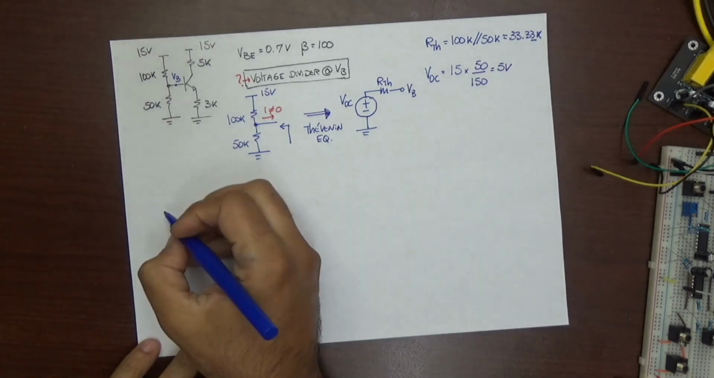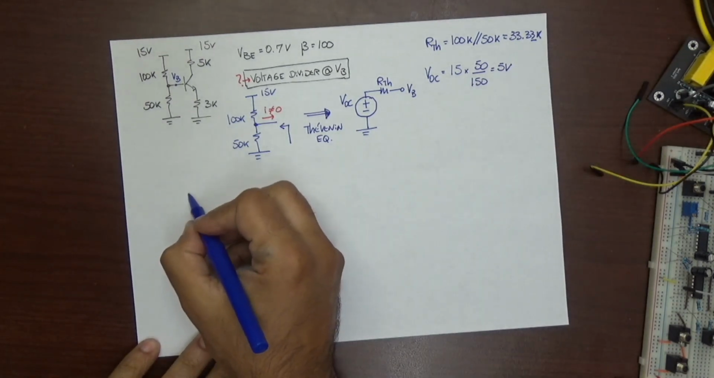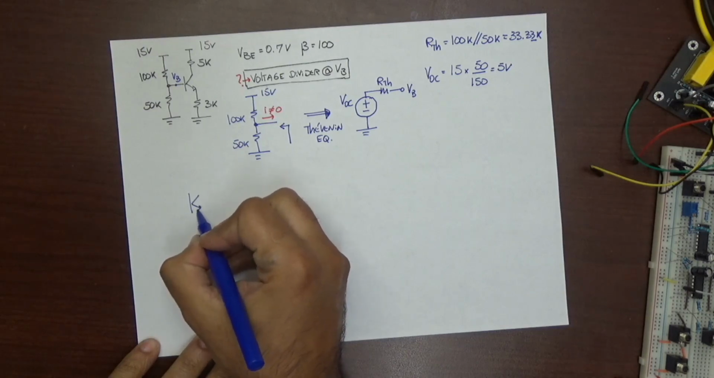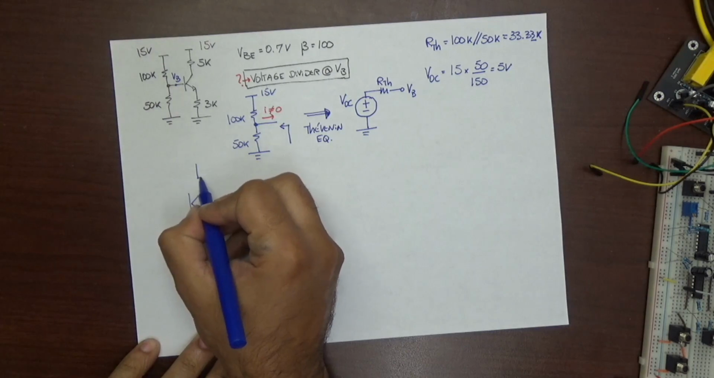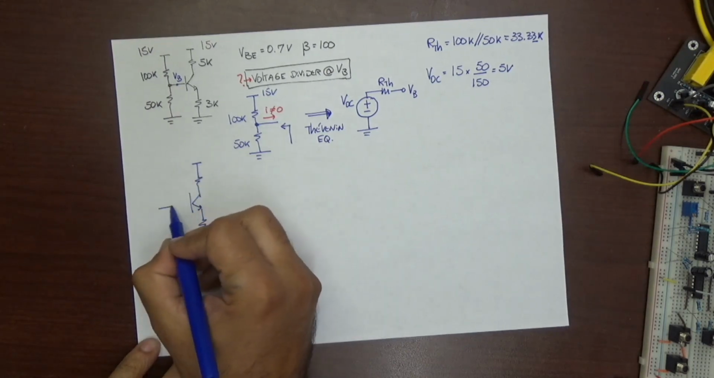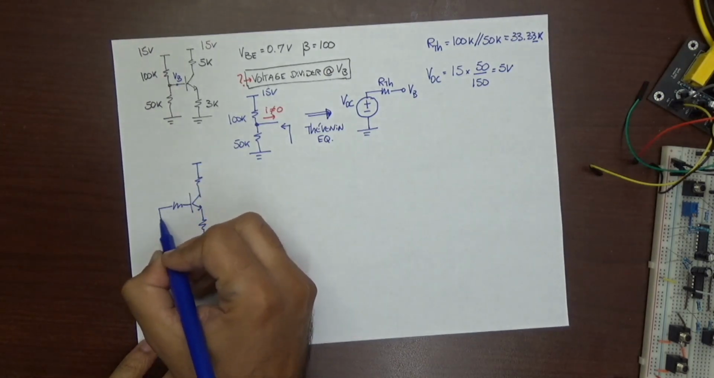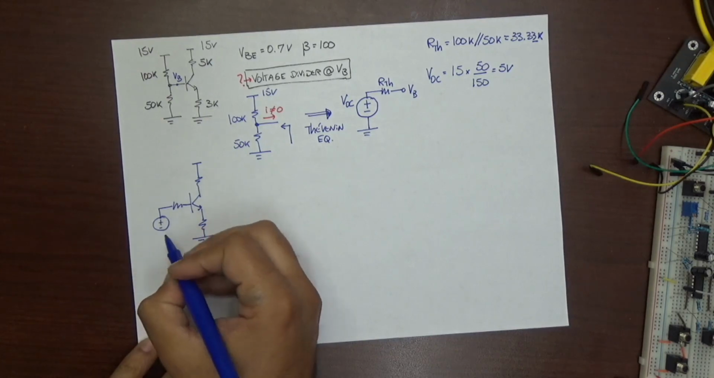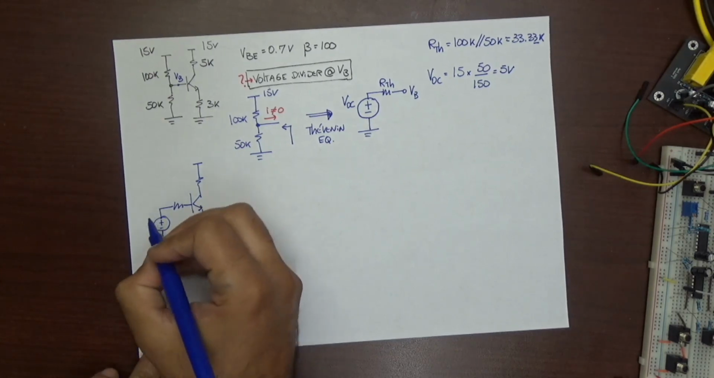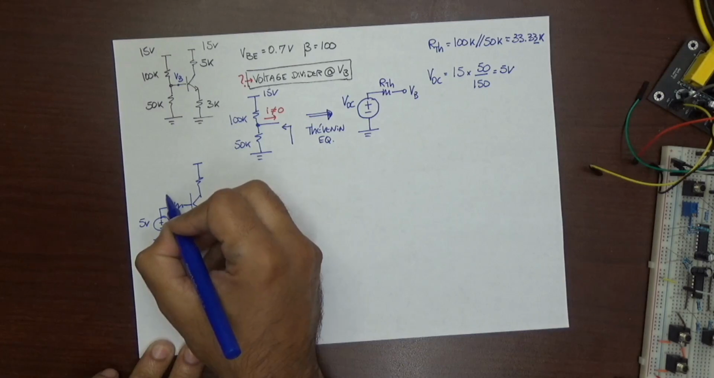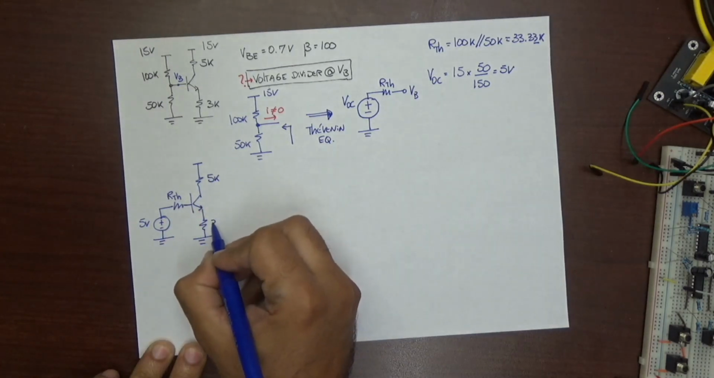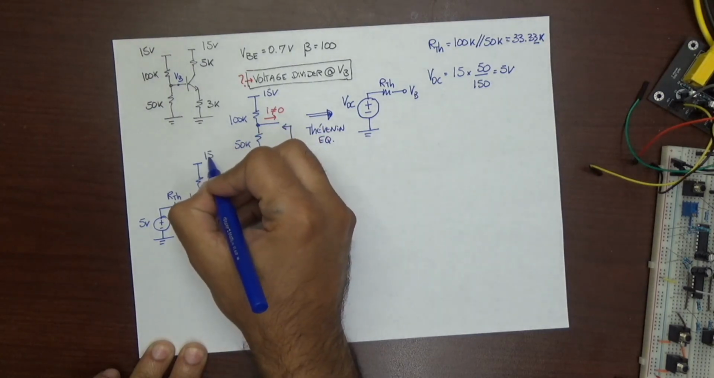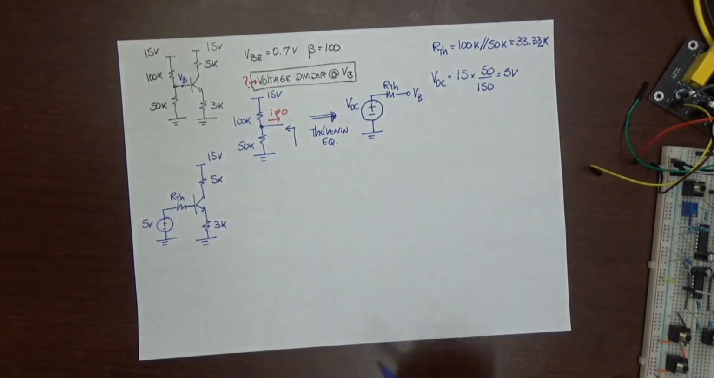All right, so let me redraw the circuit now with the Thevenin equivalent. The resistors at the emitter and the collector are the same, and now I connect my Thevenin equivalent at the base of my transistor. Let's just write the values here: 5 volts, the R Thevenin, 5K and 3K, and 15 volts. All right, so now we can start analyzing our circuit.